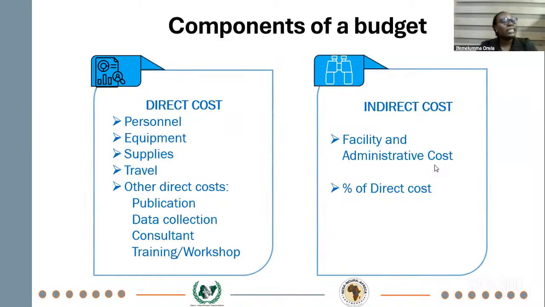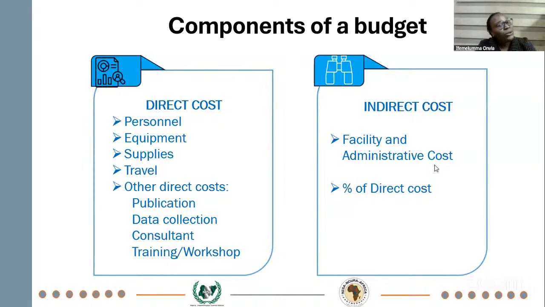So personnel usually takes up most percentage of a project. And for that singular reason, most funders are very much interested in what your personnel cost is. That's usually the first place they go. And what makes up personnel costs? You have the basic salaries, then you have the fringe benefits. These are the two things that make up the personnel costs.